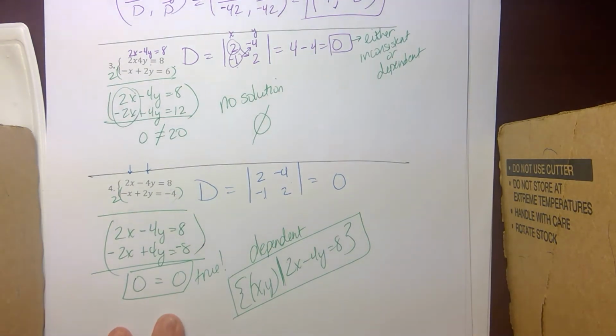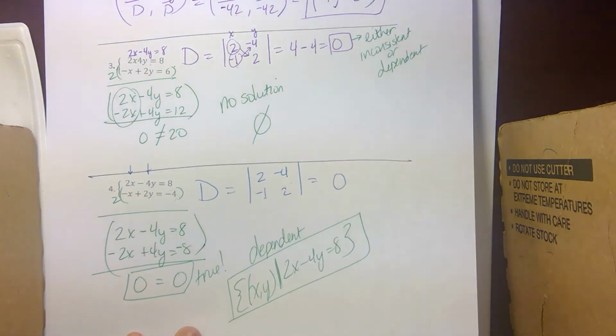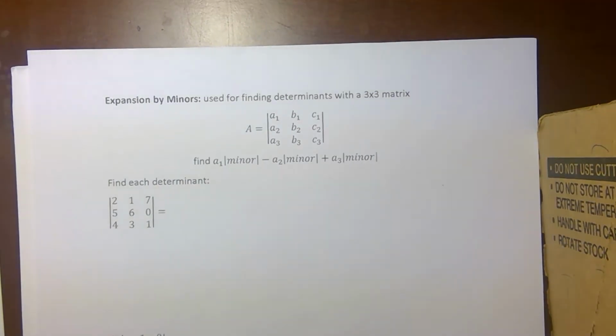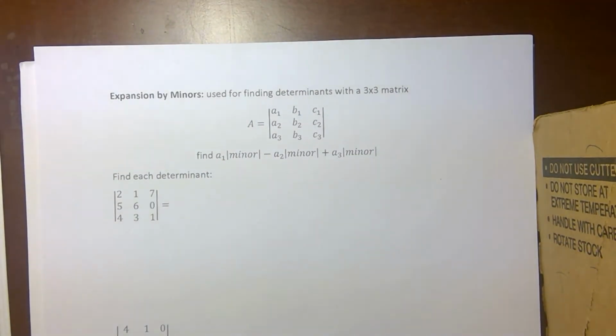Okay, so that's how we work with Cramer's rule to solve systems. Let's talk about finding determinants of 3 by 3 matrices. Now, like I said, you can go bigger, but we're going to stop at 3 by 3 matrices because the layers just get more complex, and I just chose to stop here. Expansion by minors is how we find determinants for a 3 by 3 matrix. Now, it's not tricky, okay?